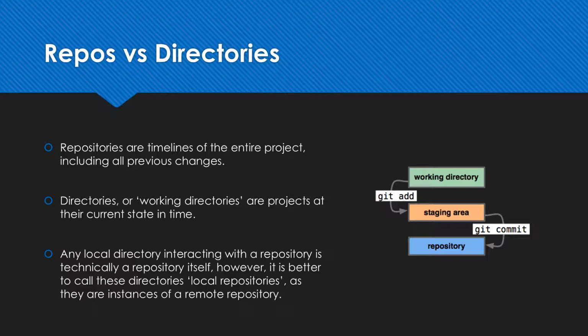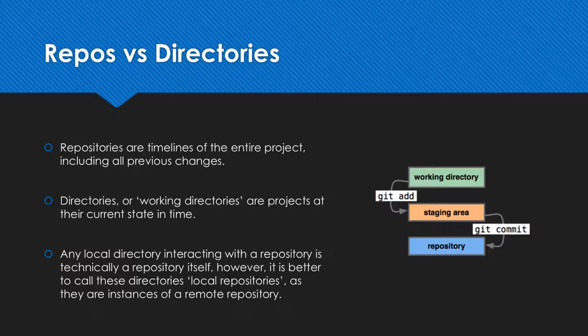Technically, any directory that has source control installed on it is a repository itself, but it's better to call these local repositories, as I said in the previous slide, because usually the main repository is stored on some sort of shared server and you interact with it. That's what most people do: they store them on GitHub, for example, and they simply pull and push from that repository. So anything that's stored on your machine is usually called a local repository.